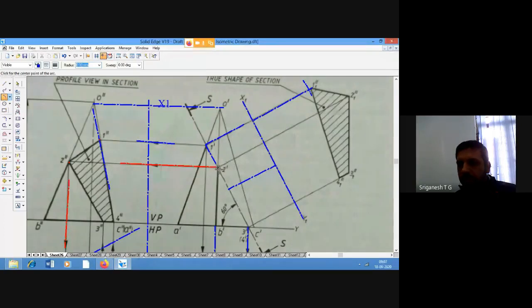Similarly, for point number 2, measure the distance in top view, and from the x1 y1 line, measure it. Keep that particular distance. Keep a small dot for your reference. That will be point number 2. Similarly, 3 and 4, join all these points. You will get the true shape of the section. Right? Any doubts? Any doubts?